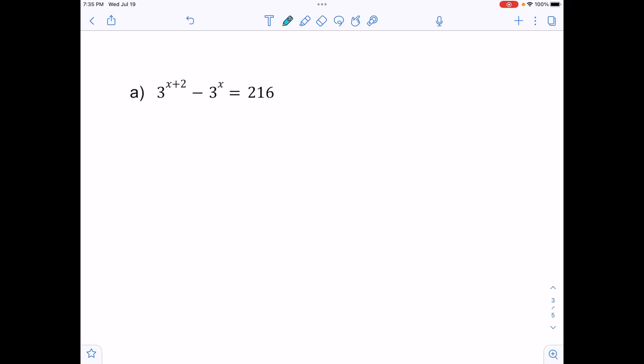Would you agree that 3 to the power of x plus 2 is an exponent law here, the addition exponent law? You might recall that the addition exponent law happened when two numbers with the same base were being multiplied. You had to add the exponents. So like 2 to the power of 4 times 2 to the power of 6 is the same thing as 2 to the power of 10. I'm going to go in reverse here. I'm going to break this down. I'm going to say this must be 3 to the power of x times 3 to the power of 2, take away 3 to the power of x, equals 216.